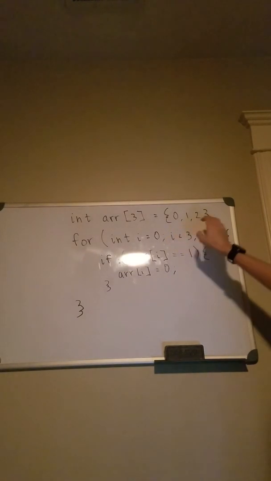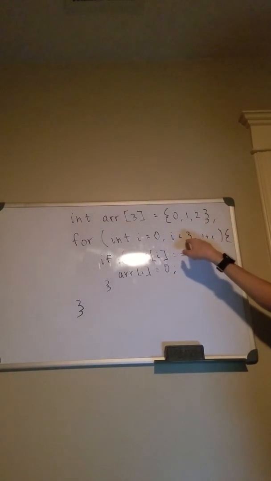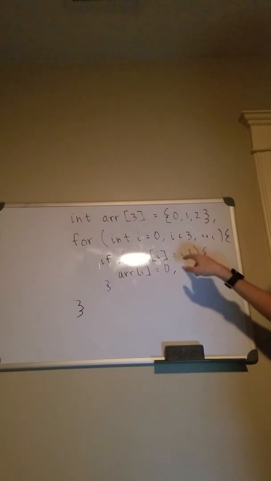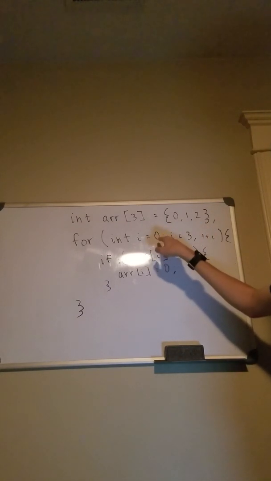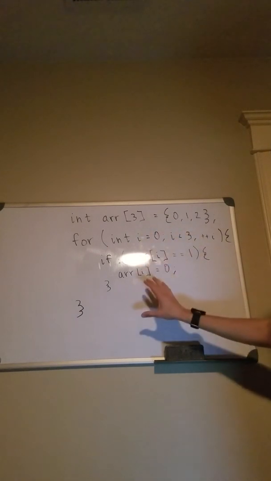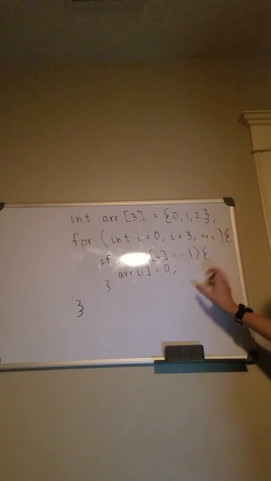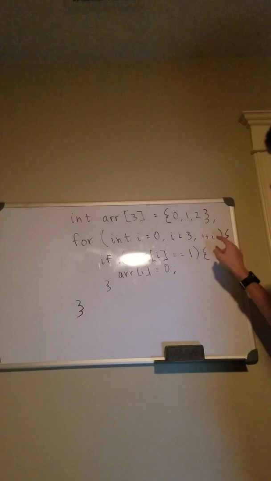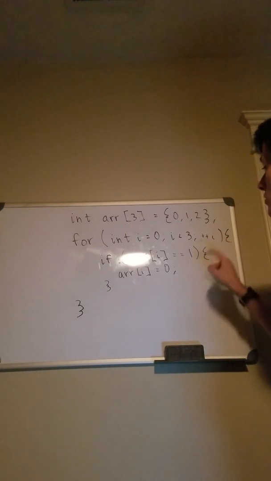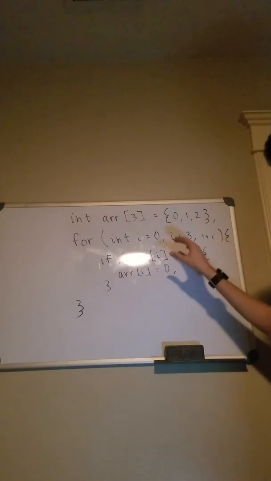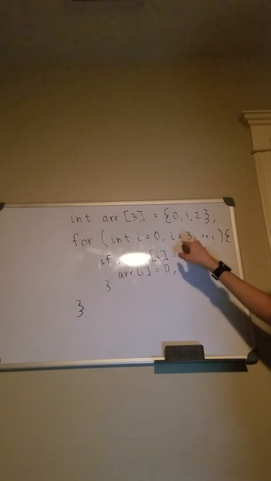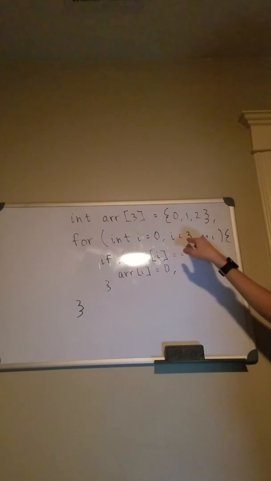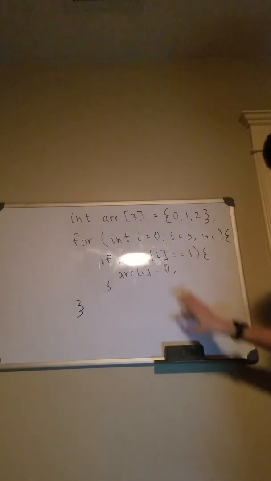The condition right here is i is less than 3. At first, i is 0. We check our condition: is 0 less than 3? Yes, it is, so we execute the loop. Then at the very end, the last thing we do is increment i. So it takes on 1, then 2, and then finally 3, but we check this condition before we execute the loop the next time, and 3 is not less than 3. So we will never go back through.